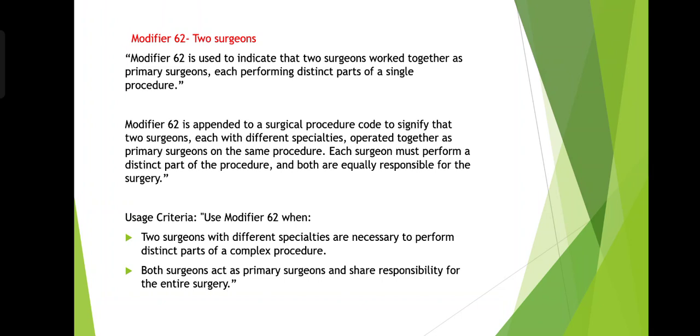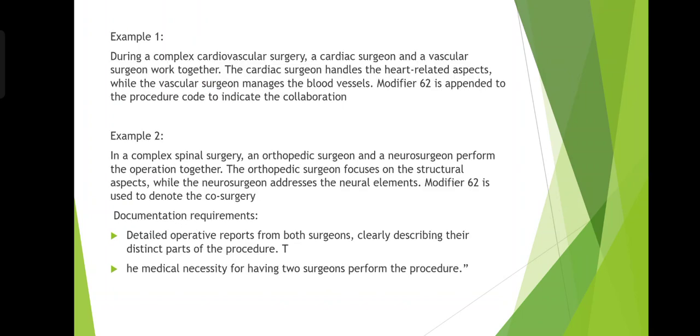So how to use modifier 62? Use modifier 62 when two surgeons with different specialties are necessary to perform distinct parts of a complex procedure. Both surgeons act as primary surgeons and share responsibility for the entire surgery. So let's see the examples for modifier 62.